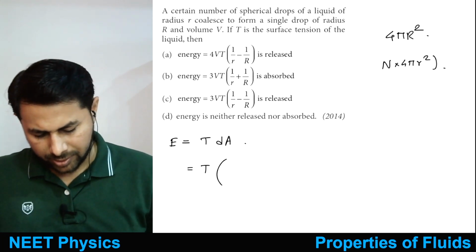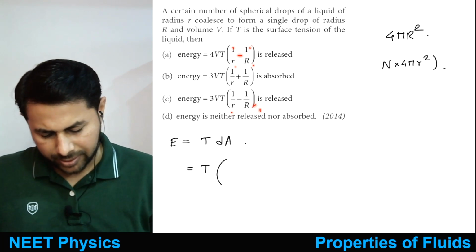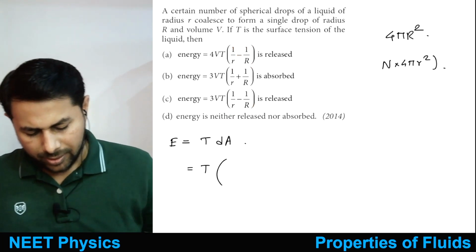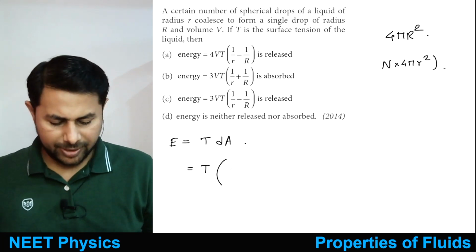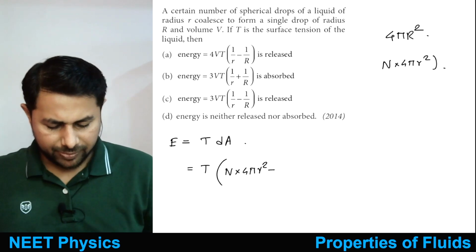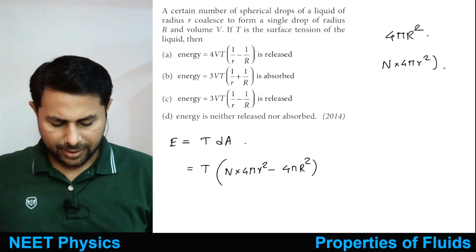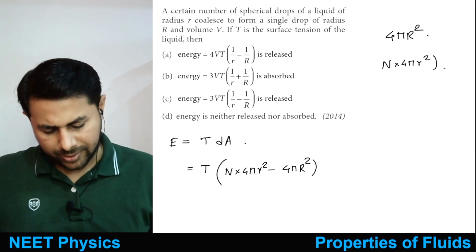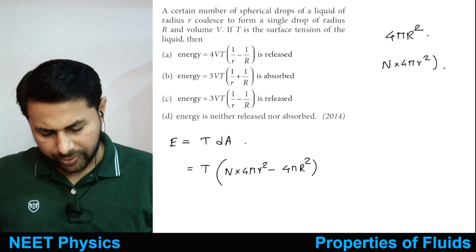So in one option it is 1 by r minus and this one. All right, so it is equal to what? So initial surface area n times of 4 pi r square minus final surface area, which is 4 pi R square, and then we need to put... what do we need to do here?